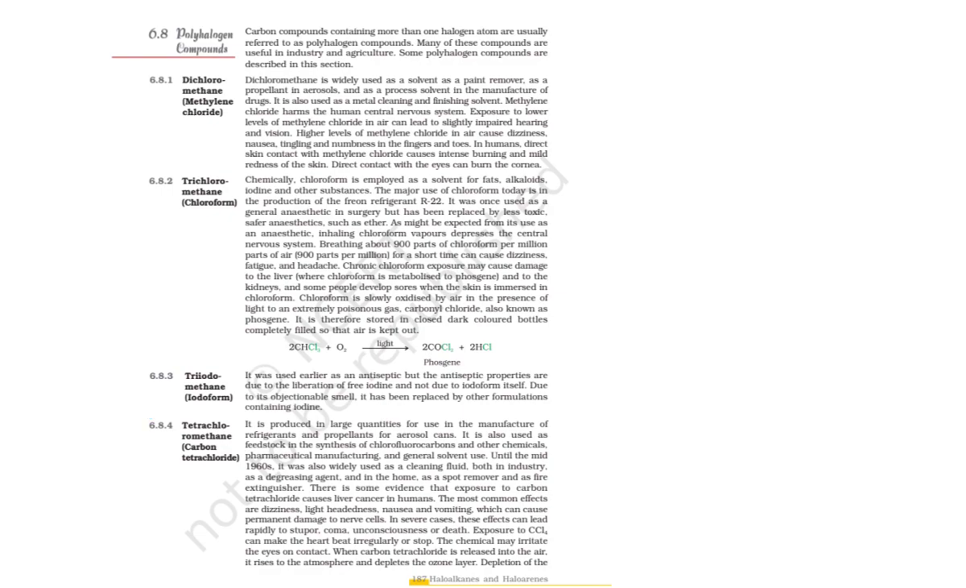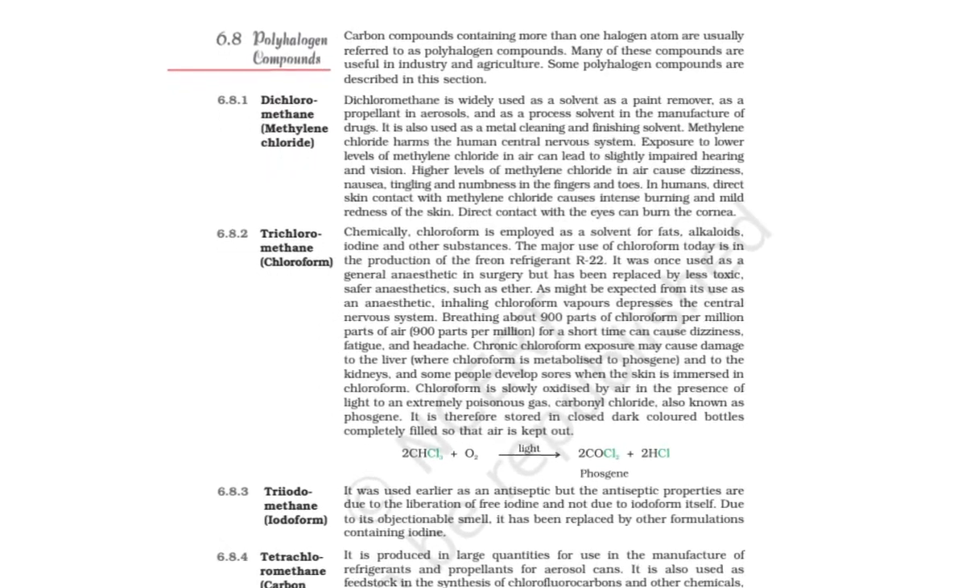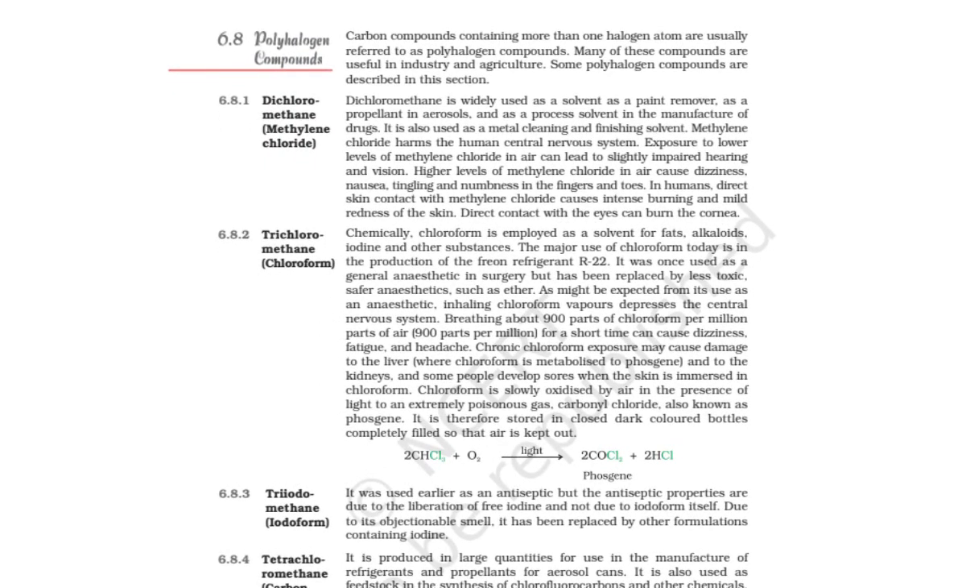So first things first, what are polyhalogen compounds? Carbon compounds that contain more than one halogen atom are usually referred to as polyhalogen compounds. Okay, so the first one is dichloromethane.